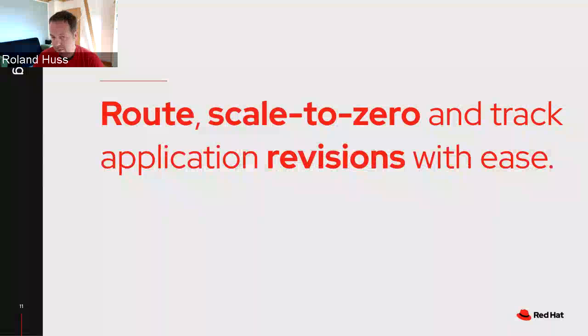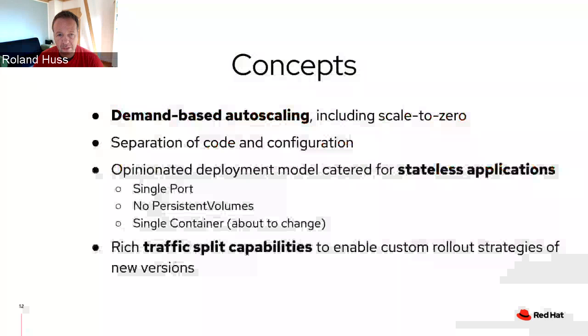It's all about routing, scaling to zero, and tracking revision history. What does this mean? So it's about that you can scale to zero. I already mentioned that. It's demand-based, so it's not based on CPU or memory usage, but really on the number of concurrent requests coming in. So it really connects to business metrics.